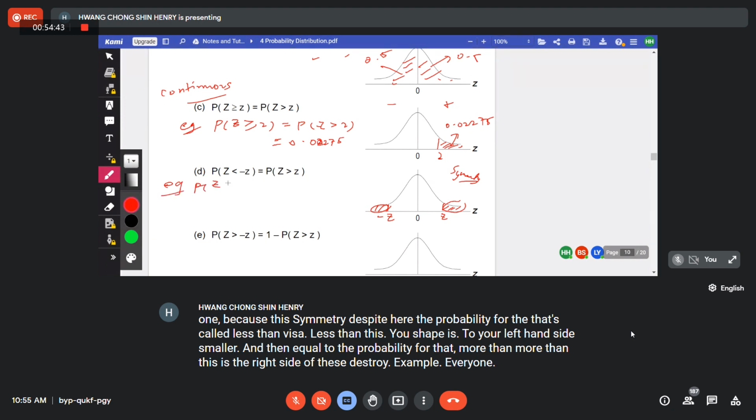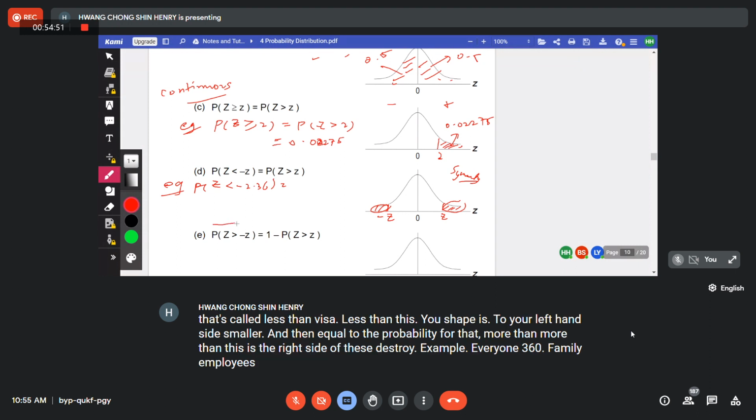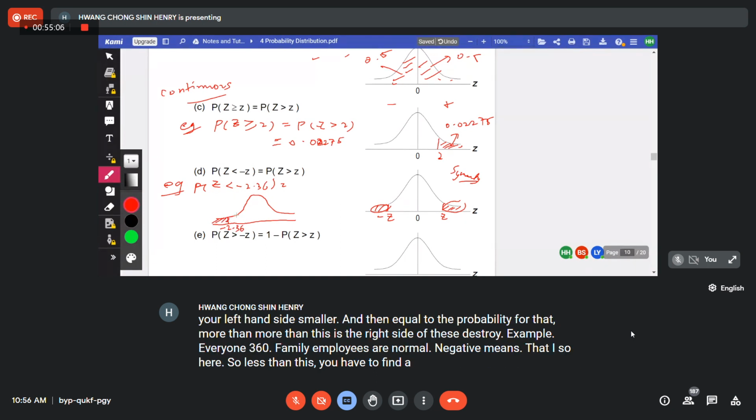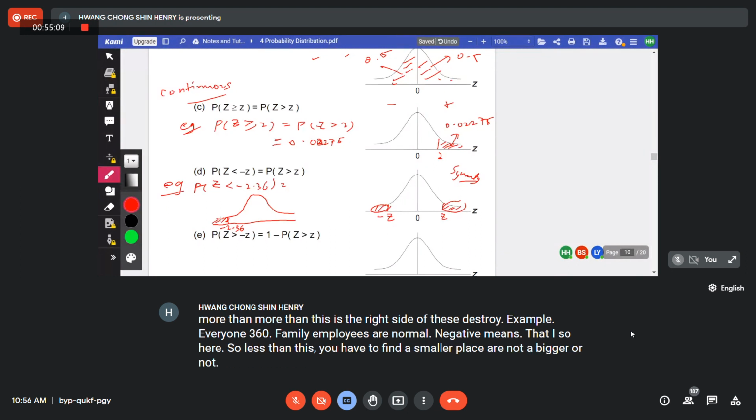Example. Okay, everyone. Find the probability Z less than negative 2.36. Can you draw this normal curve? Negative means left-hand side. So I put here negative 2.36. This is the value. So less than means you have to find the smaller place, not the bigger one, the smaller one. Can someone tell me what is this probability? 2.36. Don't look at the negative one.